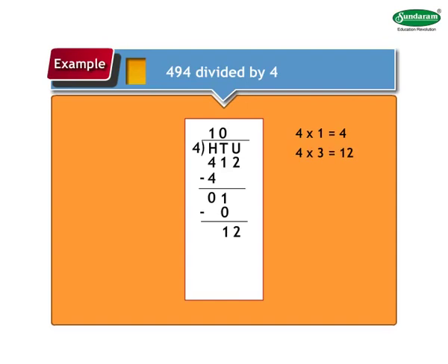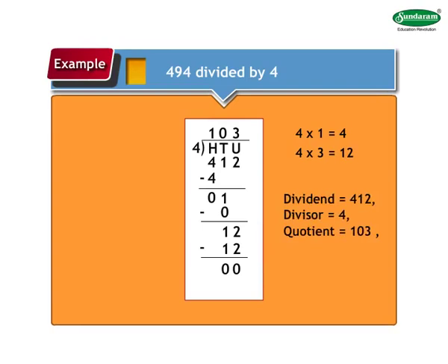As 4 threes are 12, we get our quotient as 3 in the units place. Therefore, we will write 3 in the units place of the quotient and 12 below 12. Now, 12 minus 12 is equal to 0. Hence, when we divide 412 by 4, we get the quotient as 103 and the remainder as 0. Thus, the dividend is 412, divisor is 4, quotient is 103 and the remainder is 0.